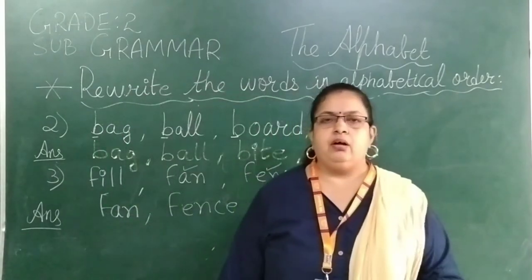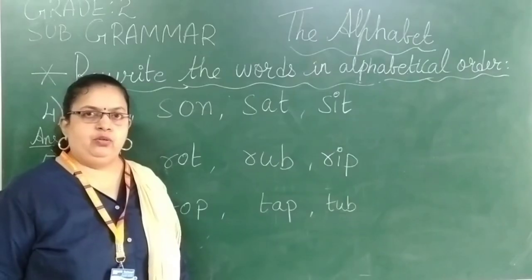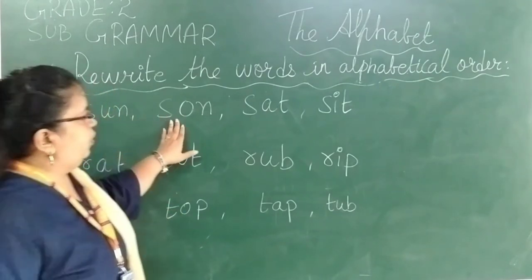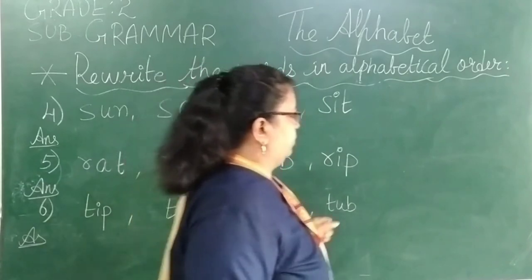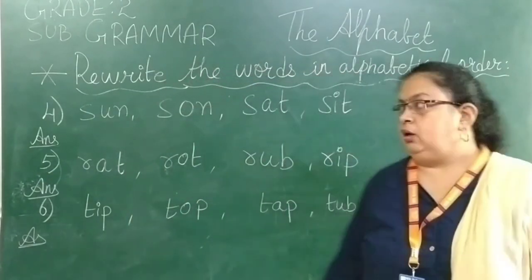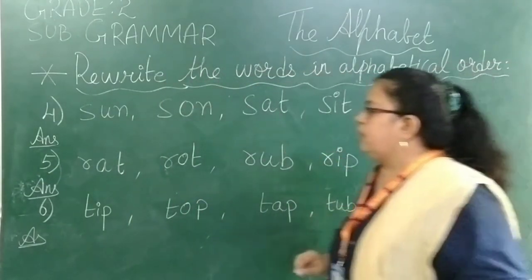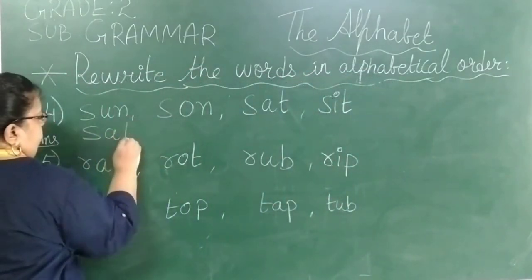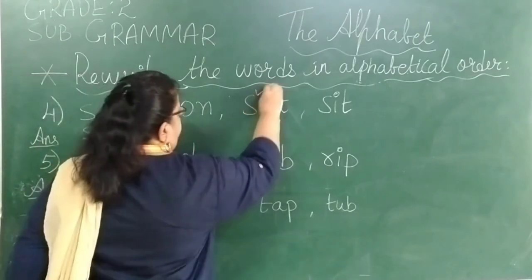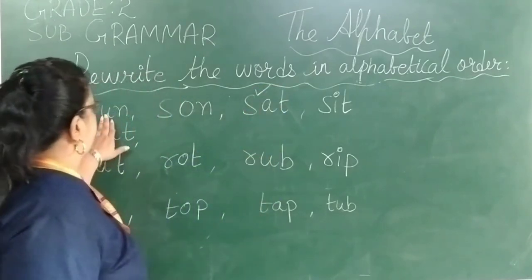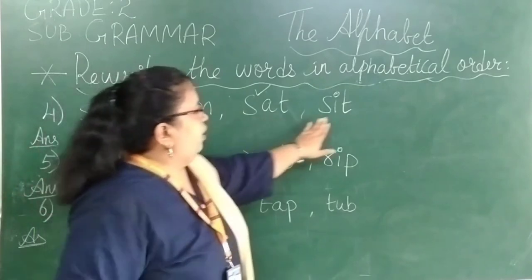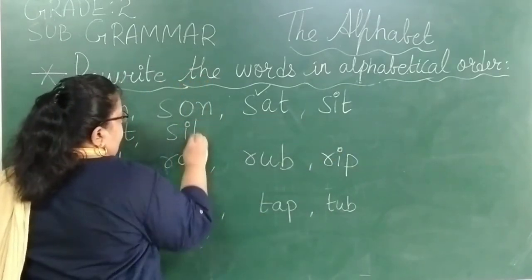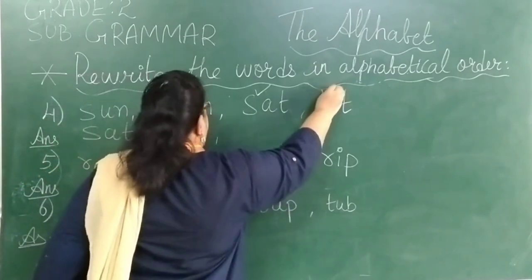Now let's do the next sentence. Coming to the fourth one, it is sun, sat, sit and set. Coming to the alphabetical order, A comes first, so this is sat. So you have to write here, S-A-T, this word is done. Then which word comes? U, E or I? I comes. S, I, T. Sit. This also is done.